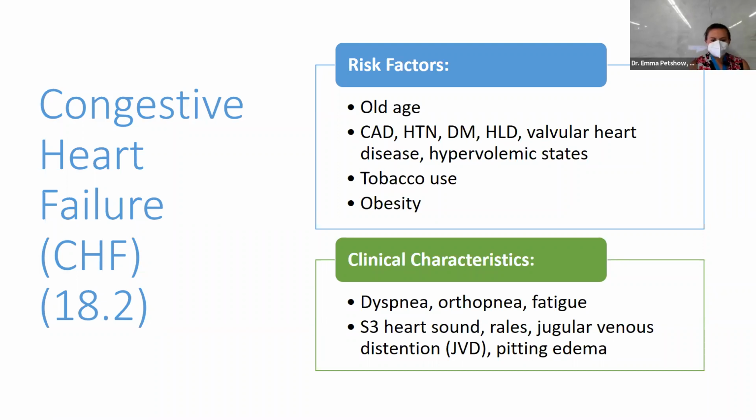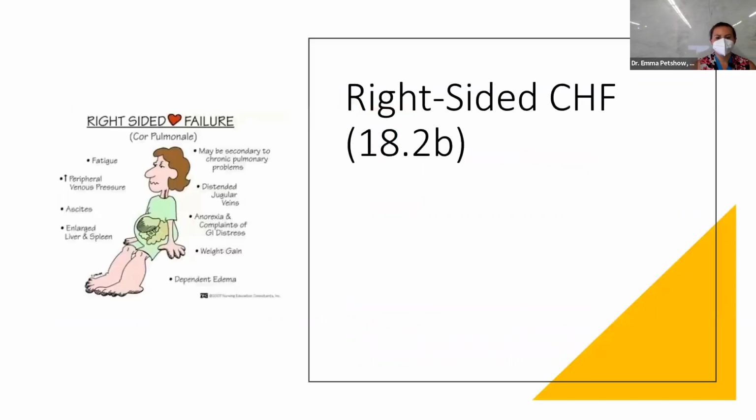Clinical characteristics, keynote here would be the S3 heart sound. So you're going to hear an S3 heart sound. Ba-dum-bum, ba-dum-bum, ba-dum-bum. Third heart sound. JVD, jugular venous distension, and pitting edema can occur. And so what's the difference, though, between right and left?